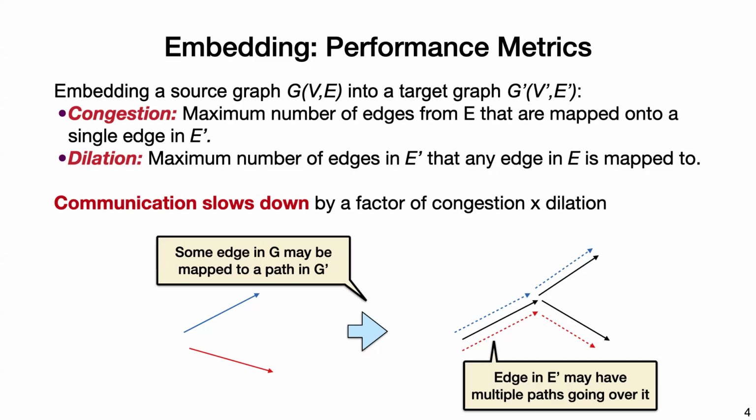So that is congestion. And dilation is the maximum number of edges in E prime that any edge in E is mapped to. Here dilation would be 2, because originally blue was 1 edge, but now it becomes 2 of these edges. It's important to note that one edge does not have to map to one edge in the target. The communication would slow down in the target by a factor of congestion times dilation.